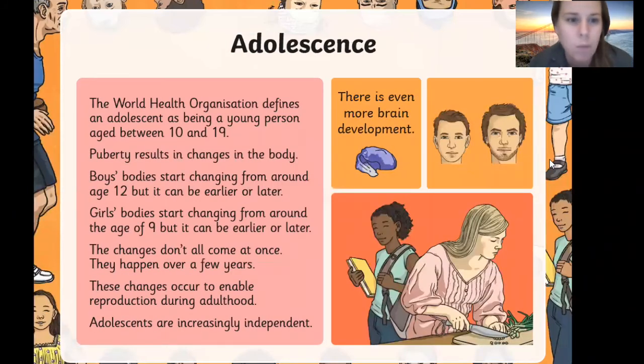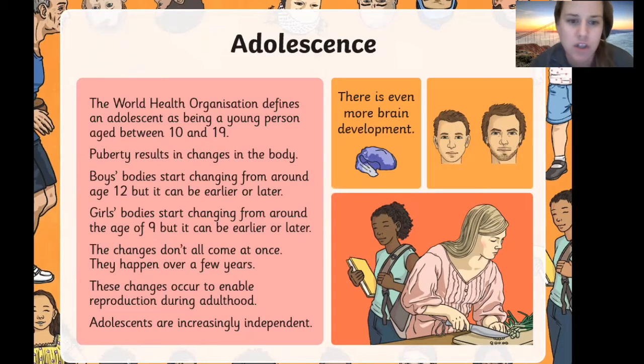There we go. Then we have adolescence after childhood. Okay, so the World Health Organization, again, I apologise, defines an adolescent as being a young person aged between 10 and 19. So we're almost there, guys.